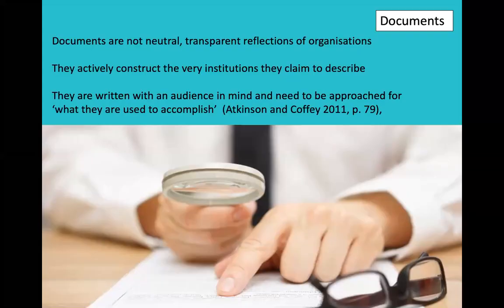So documents are not neutral, as Melissa tells us. They are not transparent reflections of any organisation or institution. In fact, they actively construct the institutions that they claim to describe. So go back to Foucault and think about how this is familiar in what he was saying to us. Also, they are written with a particular audience in mind and need to be approached for what they are used to accomplish.